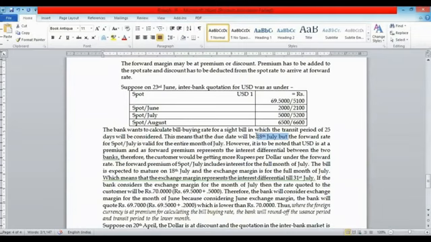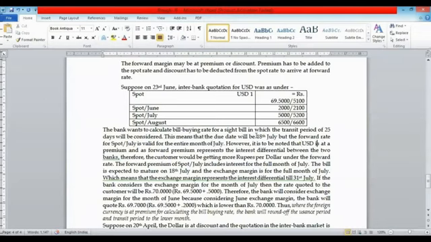That means the bank has to give the rate for 18th July. But as you are aware, the 18th July rate is not available. The rate is available for the spot, or for the whole month of July, the whole month of August, the whole month of September. But this is the 18th July. The forward rate for July is valid for the entire month.